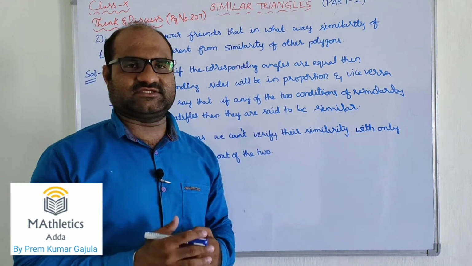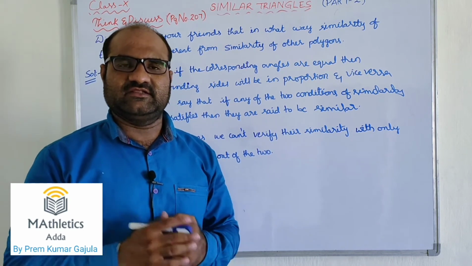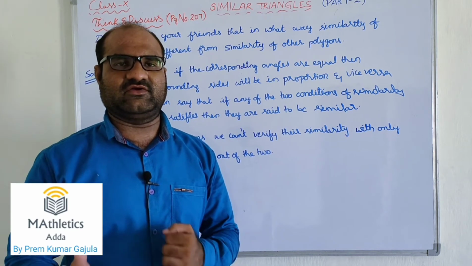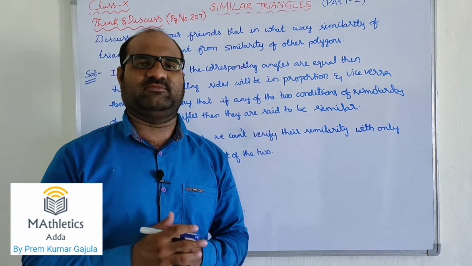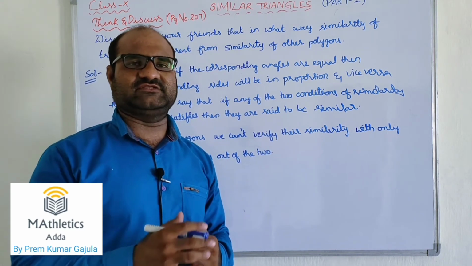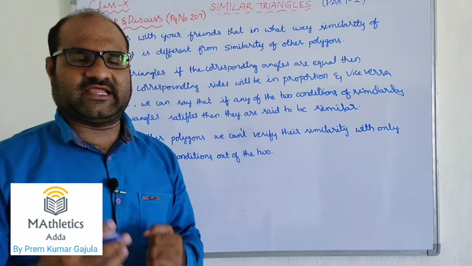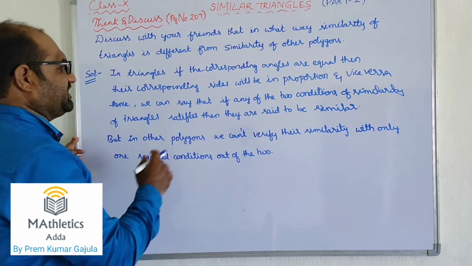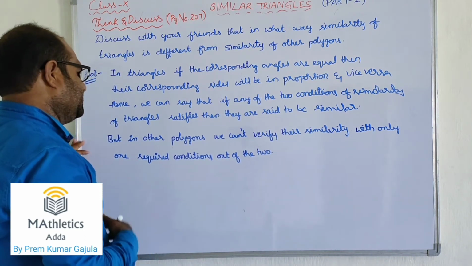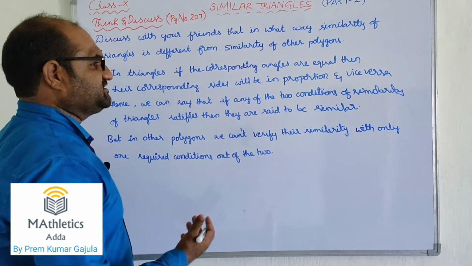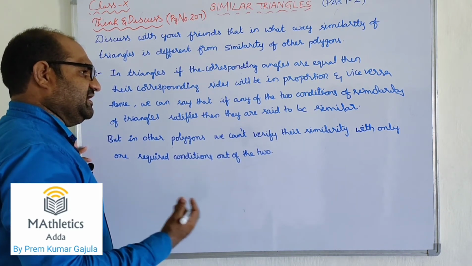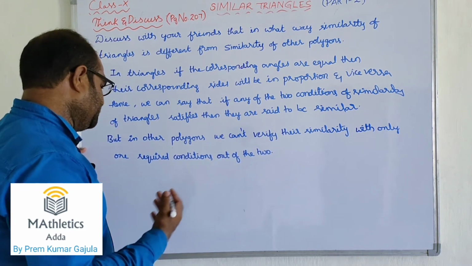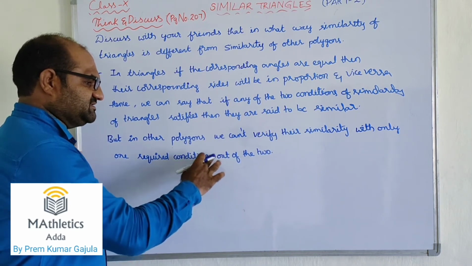But in the case of triangles, if only one condition is satisfied, then we can say that they are similar. Why? Because the other condition also follows. But in other polygons, we cannot verify the similarity with only one given condition. That is the difference between the similarity of triangles and other polygons. Now let's see. In triangles, if corresponding angles are equal, then their corresponding sides will be in proportion and vice versa. Hence, if any one of the two conditions of similarity of triangles is satisfied, then they are said to be similar. But in other polygons, we can't verify their similarity with only one required condition out of the two.